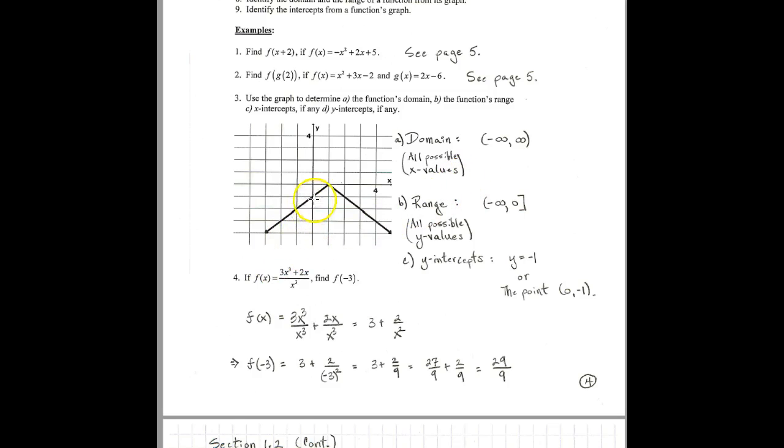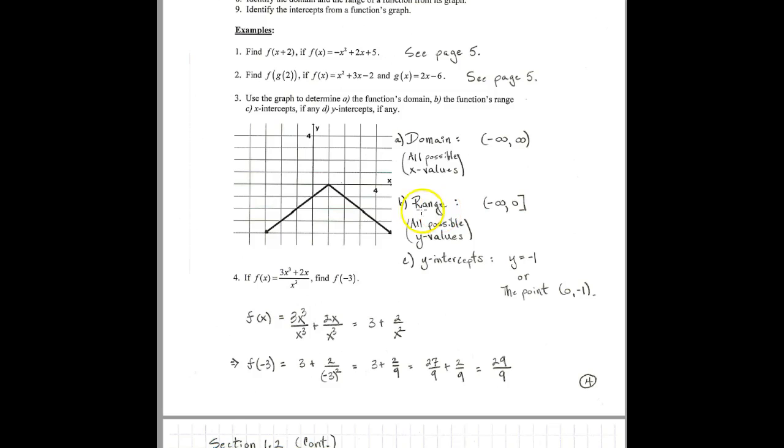And we can see here when we see a function graph like this, that it goes down like this, and that arrow means it's just going to keep going this way forever. Likewise, this arrow means it's going to keep going this way forever. So no matter what value of x I were to have, there would be a value on the function. So the domain for this function is minus infinity to infinity, or all real numbers for x.